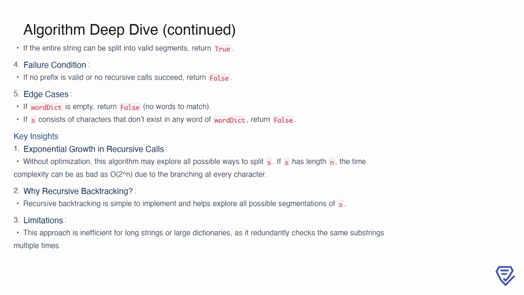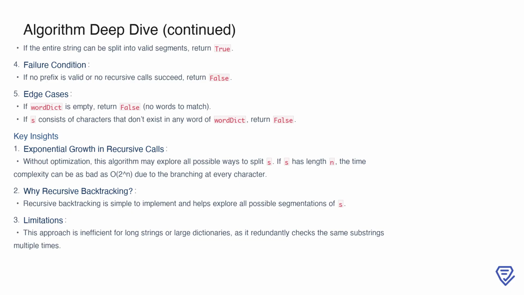If we can split the entire string into valid segments, we return true. However, if no prefix matches or none of the recursive calls succeed, we return false. There are also a few edge cases to consider. If WordDict is empty, we return false because there are no words to match against. Similarly, if the string S contains characters that don't exist in any word from WordDict, it's impossible to segment, so we return false.